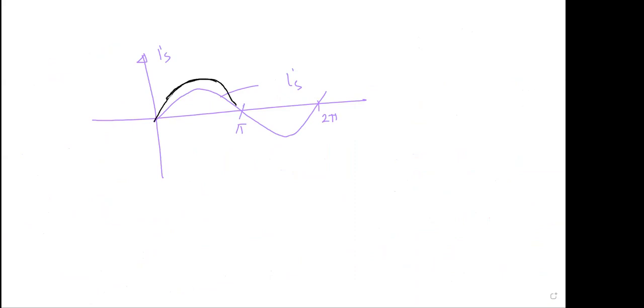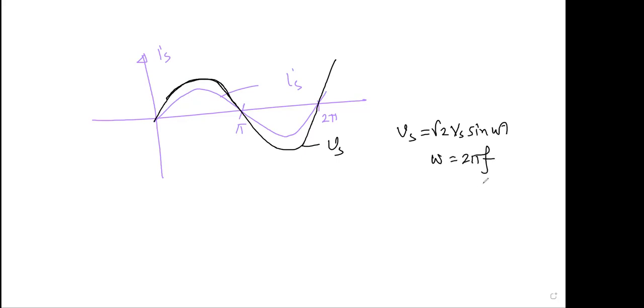So suppose this is your VS. So VS will be root 2 VS sine of omega t, right? Where omega is equal to 2 pi f. Now the frequency f is equal to say 50 hertz. What will be the frequency of your current?